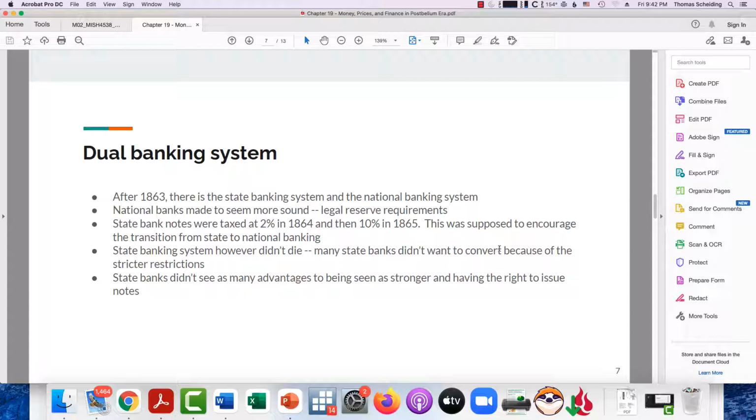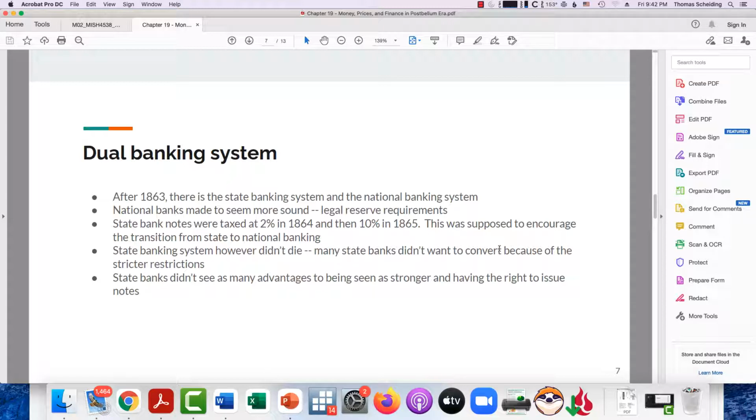The state banking system did not die. In fact, it still exists today. Some banks are actually regulated by the state instead of the Office of the Comptroller, which is the national banking system regulator. And that was just basically because of the stricter restrictions. State banks could do a lot more things.